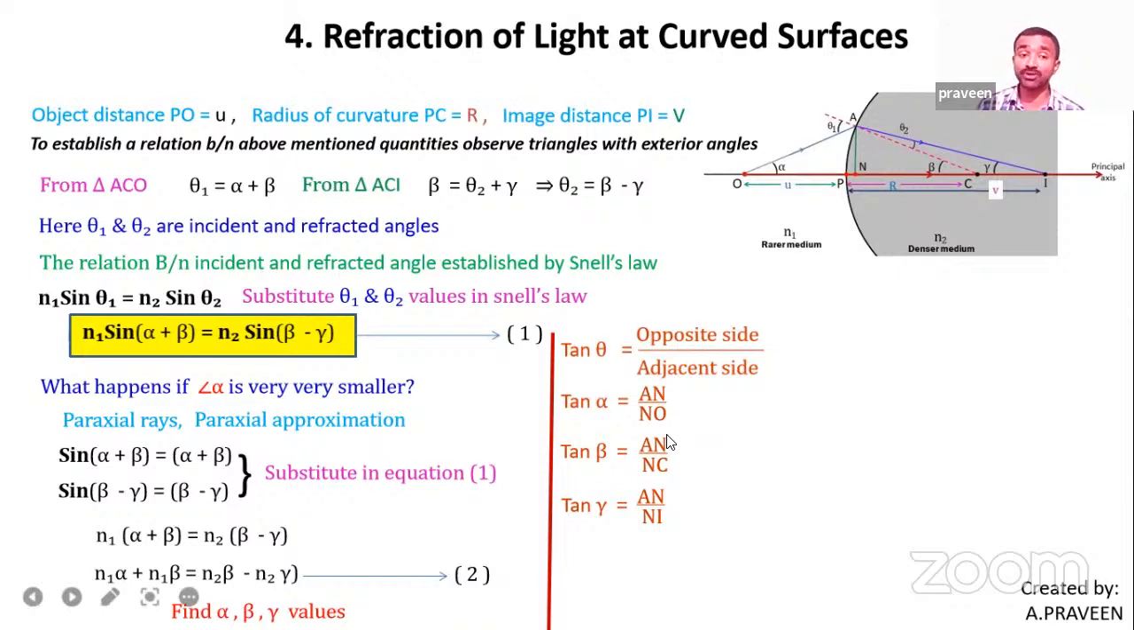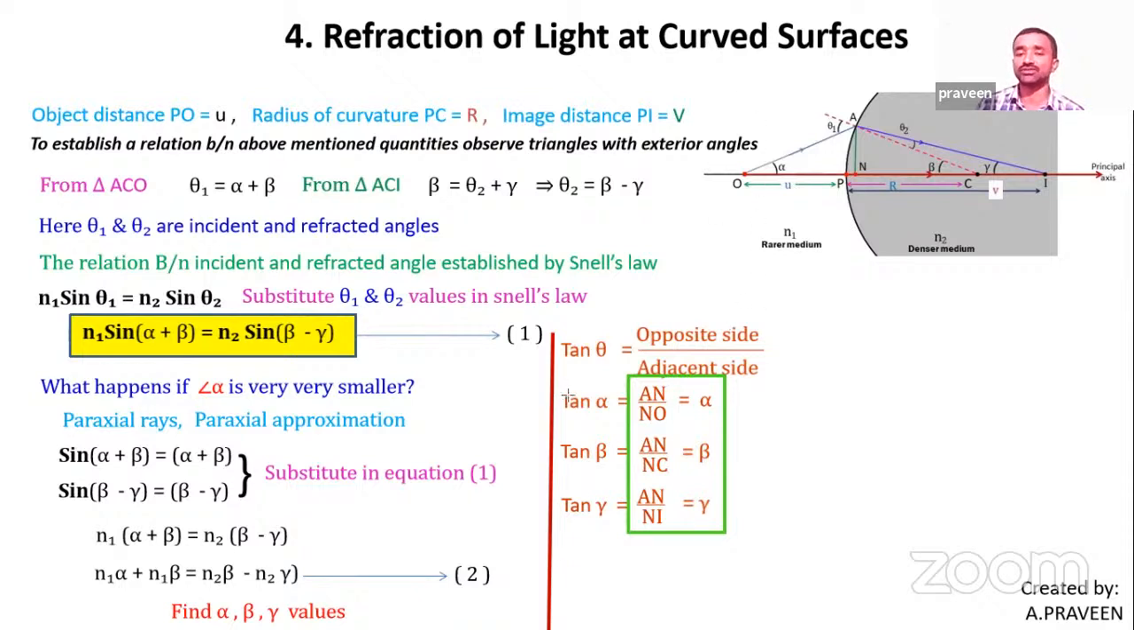So we can approximate, as we approximated here, sin of alpha plus beta equals alpha plus beta. With this approximation, tan alpha is alpha, tan beta is beta, and tan gamma is gamma. So here we will consider this portion. Alpha is equal to AN by NO, beta is equal to AN by NC, and gamma is equal to AN by NI.